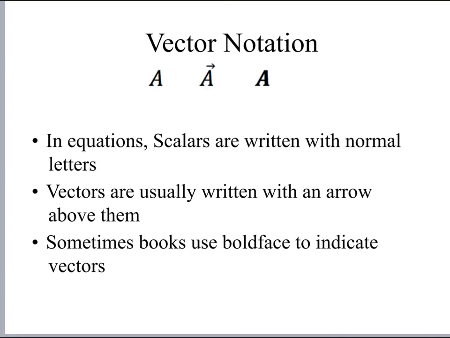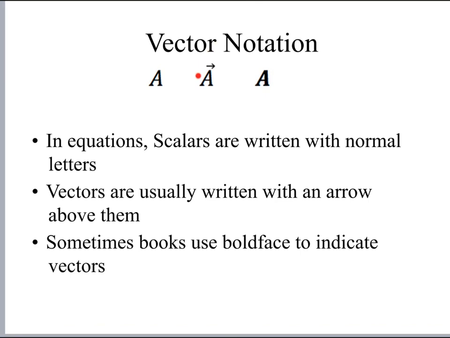I also want to take a quick aside here and talk about how we notate vectors, that is, how we write them down in equations. Scalars, things that are characterized only by a magnitude, are generally written just as normal letters. Vectors, when you have an equation and something in the equation is a vector, usually you'll see it written with a little arrow on top, and that tells you that what you're talking about is a vector.